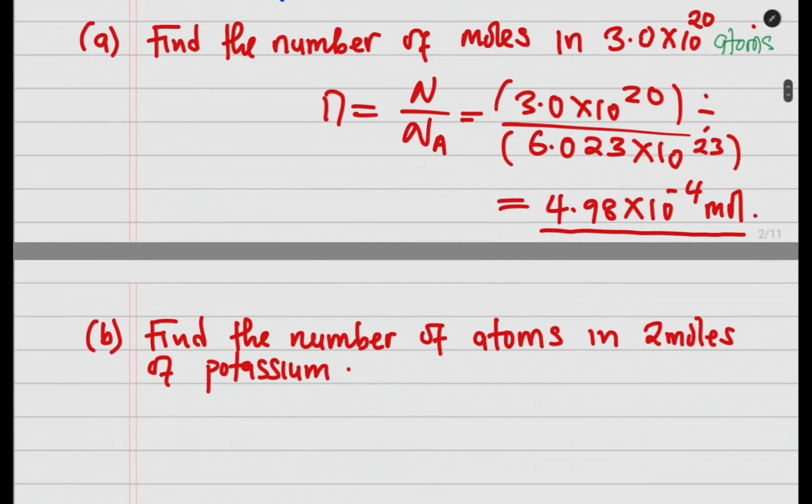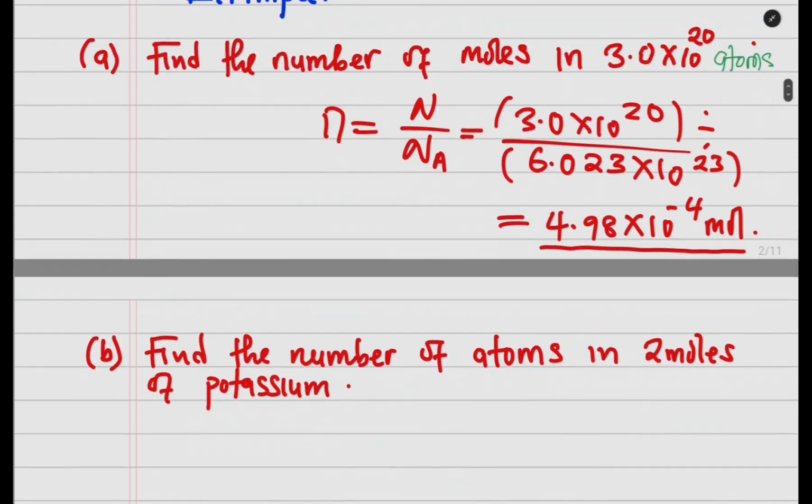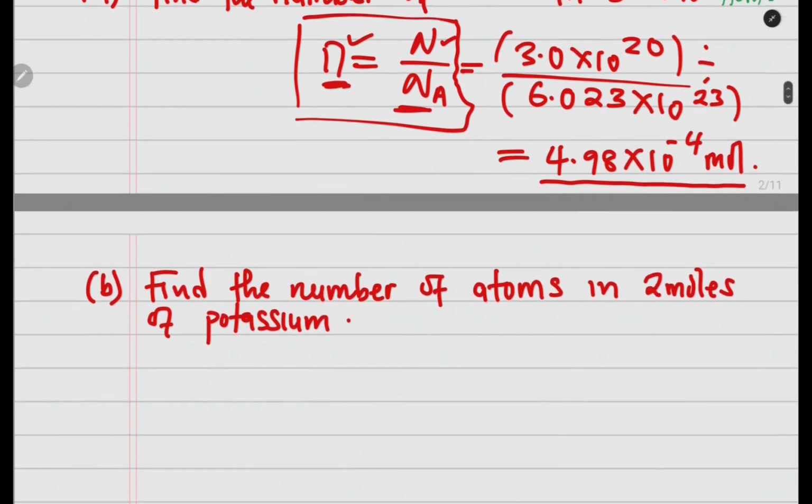Just still on the same part, the second part that we are looking at, that is the B, which is the second question. That is the second example. Find the number of atoms in 2 moles of potassium. If you look at this formula, you can calculate the number of moles and also the number of particles given the number of moles. Okay, the Avogadro's constant, it is always there. So sometimes you might find a question where you're asked to calculate the number of particles. In this case, the particles that you're calculating are atoms.